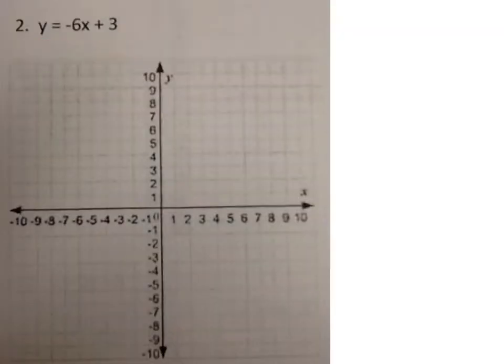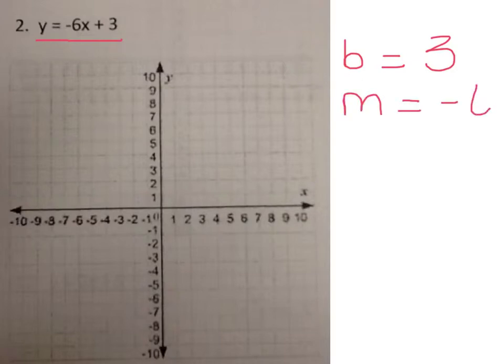Now let's try number 2. Y equals negative 6x plus 3. So in this example, b equals 3 and m equals negative 6. I will place my first point at 3 on the y-axis. This is the y-intercept where x equals 0, so it is the point 0, 3.